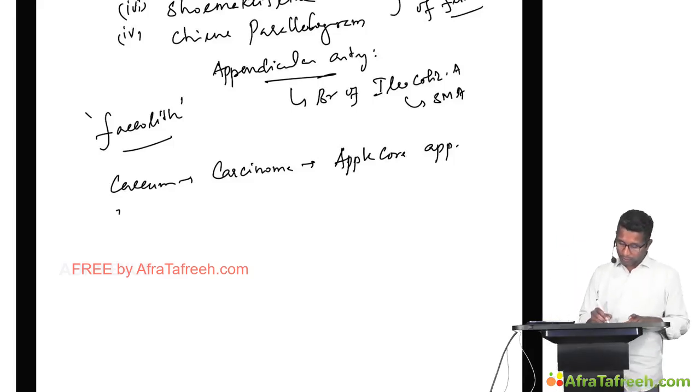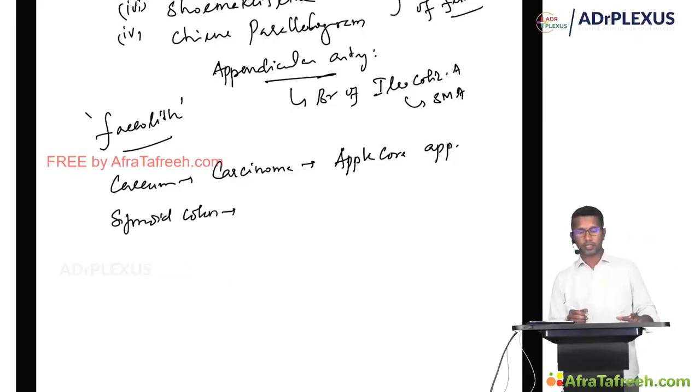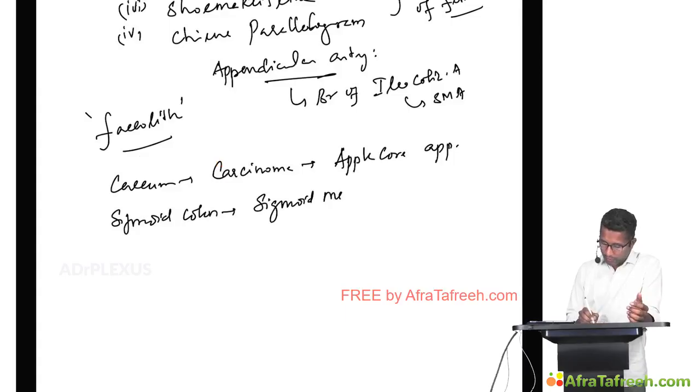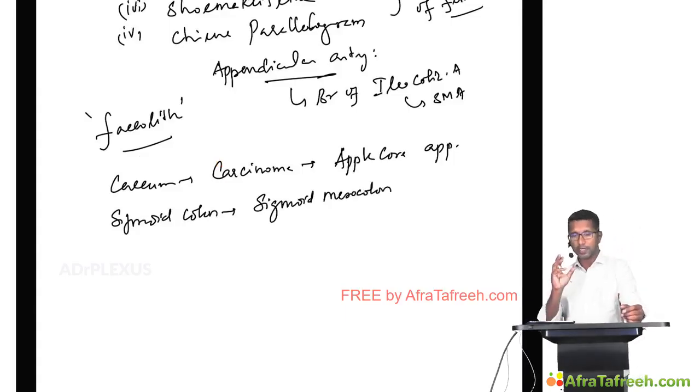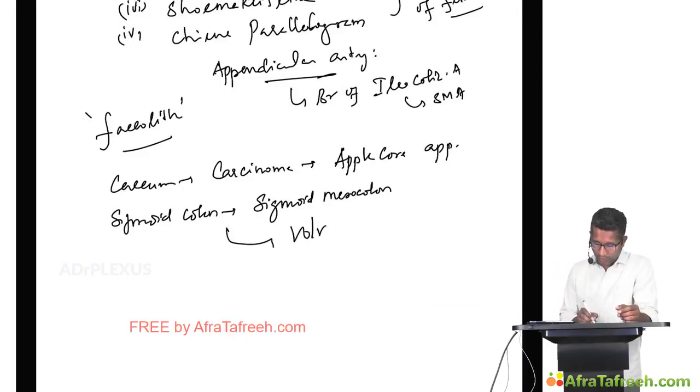When you take the sigmoid colon, it is suspended by a peritoneal fold called the sigmoid mesocolon. So this sigmoid mesocolon can twist around itself, resulting in a condition called volvulus.